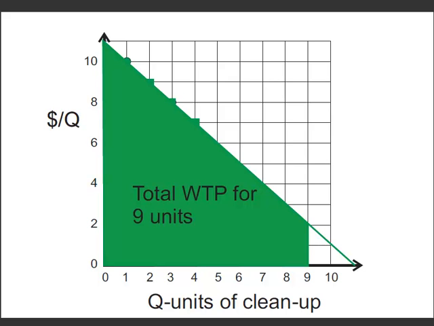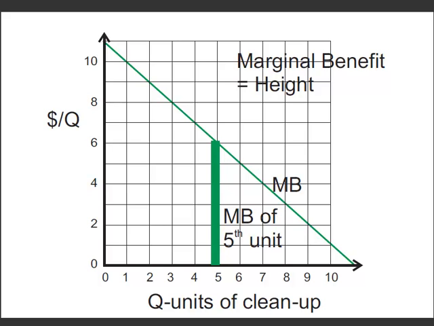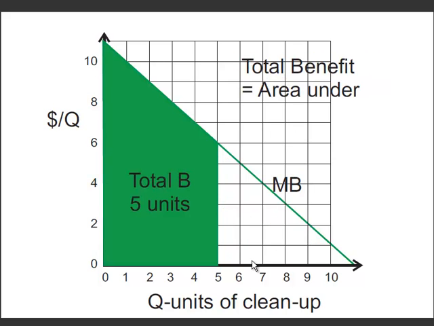Now remember that we're going to call this the marginal willingness to pay curve, but we're equating willingness to pay to benefit. That is, we're using willingness to pay as our measure of benefit. So instead of calling this the marginal willingness to pay curve, we could also call it the marginal benefit curve. And to summarize, the height of the marginal benefit curve, the distance from the horizontal axis up to that point on the curve, is going to tell us the marginal benefit of a particular unit. And the total benefit is then the area under that curve from 0 out to 5.